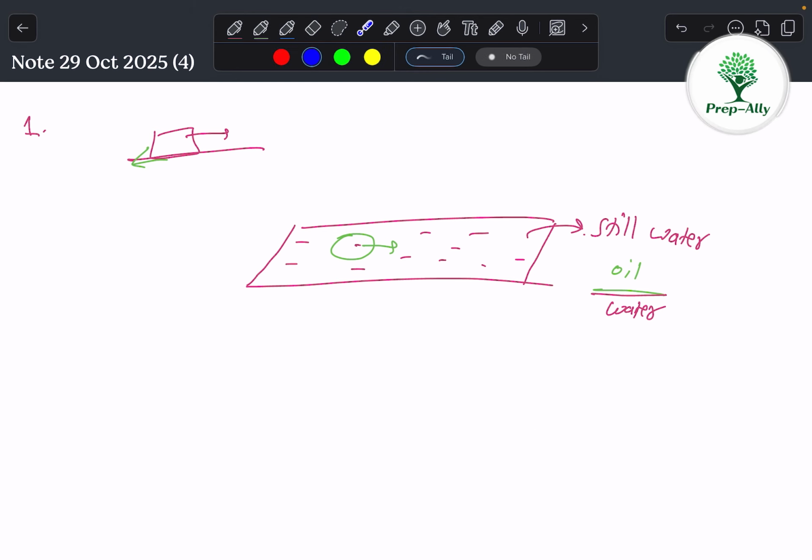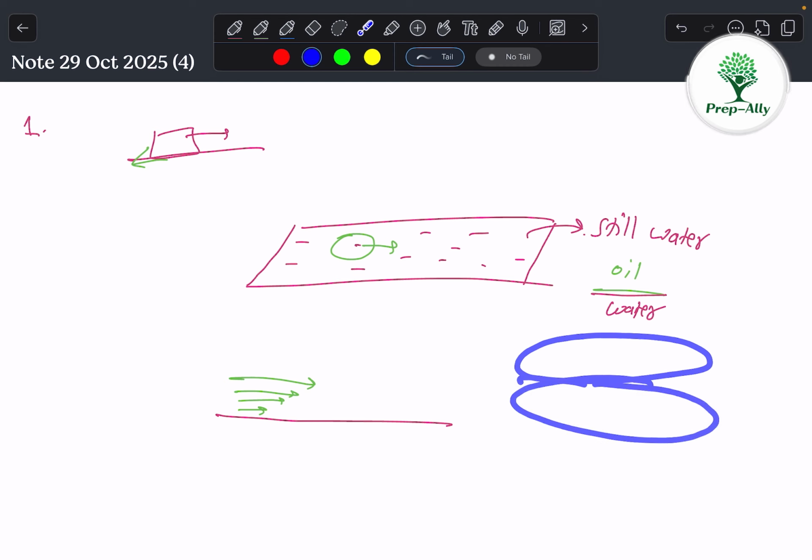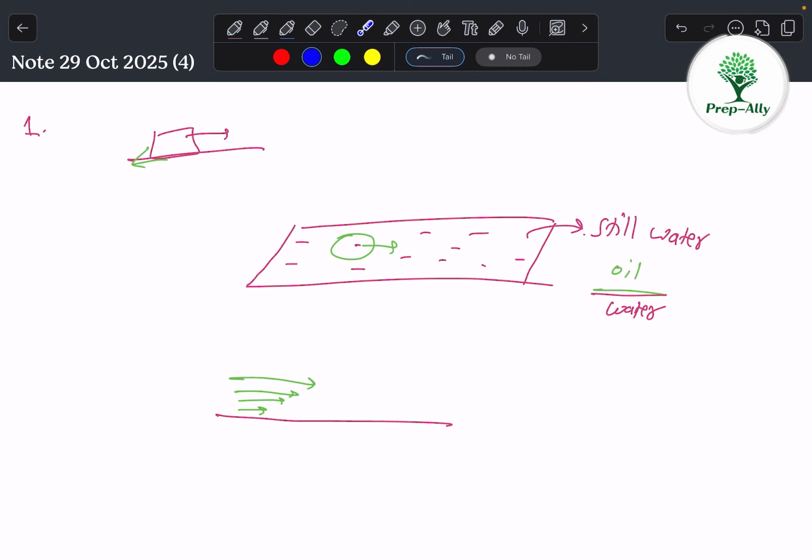And in gases also the same thing. If there are different gases here and here, because of intermolecular force of attraction between two layers, same as in liquid, there is a friction force in gases also. So option number D is correct for this question.